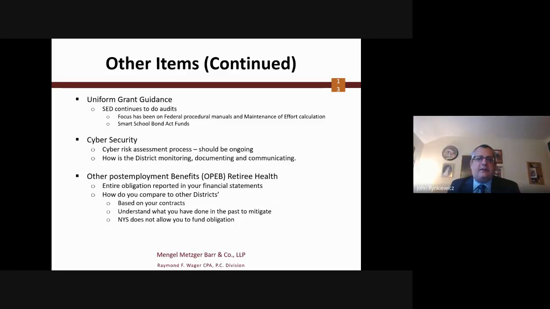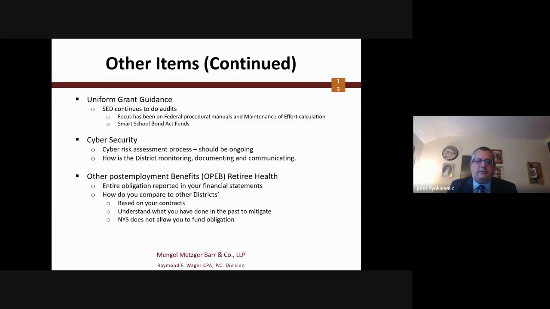The state is looking at this. We're recommending making sure that there's more than one set of eyes on this calculation to make sure that it's accurate. Smart Schools Bond Act: they are out there doing some audits of these smart school monies, and I know the district has a project, but does a very good job of tracking those expenditures and making sure that they're tied out to specific invoices and your plan, which is very important. That's what they're looking at to make sure that that's being done.